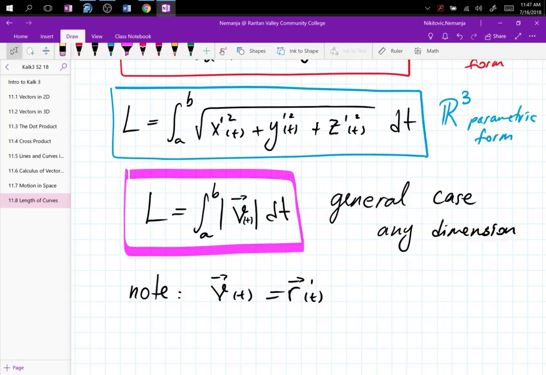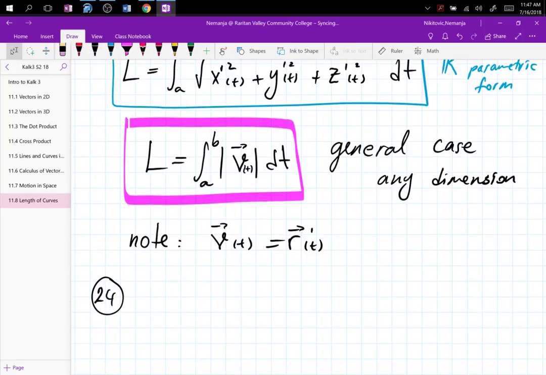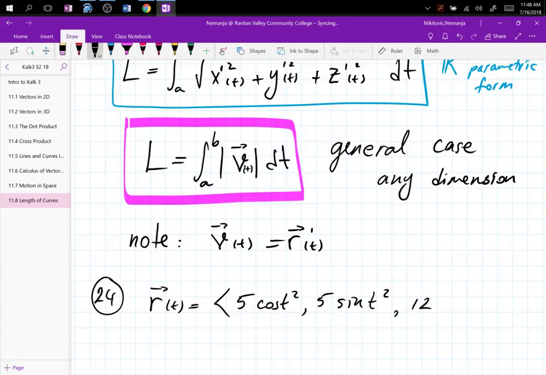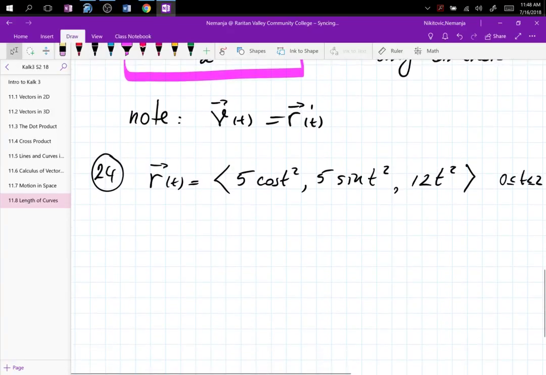Let's see how bad problem 24 is. So we have problem 24. r of t is given as 5 cosine t squared, 5 sine t squared, and 12 t squared, and t is between 0 and 2. We need to find the length of the curve.